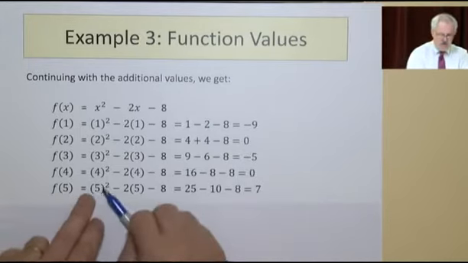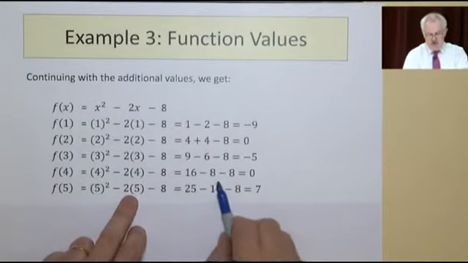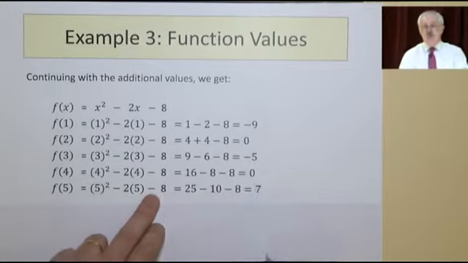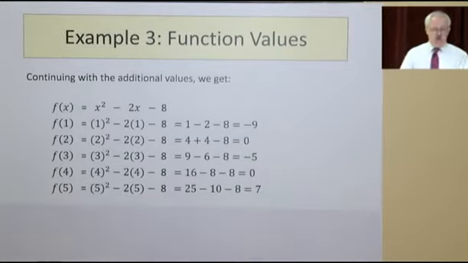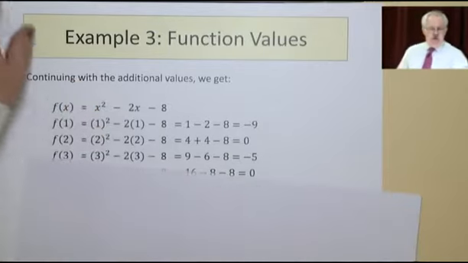Down to 5. 5 squared is 25. Minus 2 times 5 is minus 10, because minus by plus is minus. Minus the 8 is 7. So that's how we do it. And we do a lot of that on our course. We're given a function, and we're putting in values.